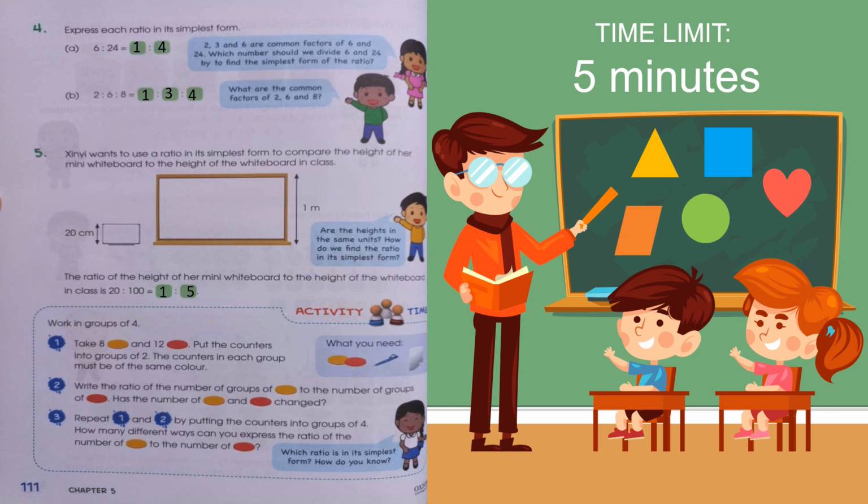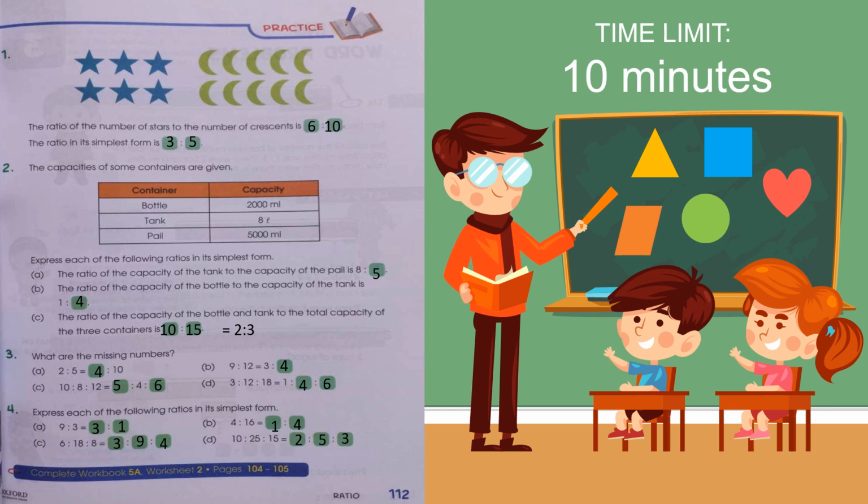Now there is an activity which you are going to perform by yourself, and we will move forward to the practice questions. Now let's start with the practice questions. In question number 1, we have stars and crescents. The ratio of the number of stars to the number of crescents is 6:10, and the ratio in its simplest form is 3:5, because we have divided 6 and 10 by a common factor, which is 2 here, so we have 3:5 as a result.